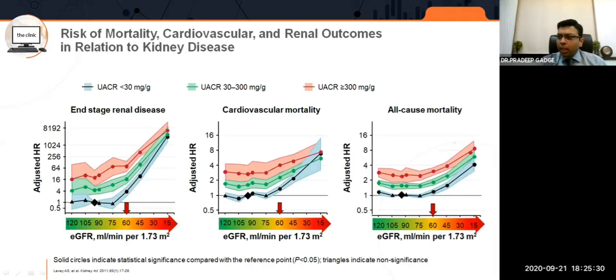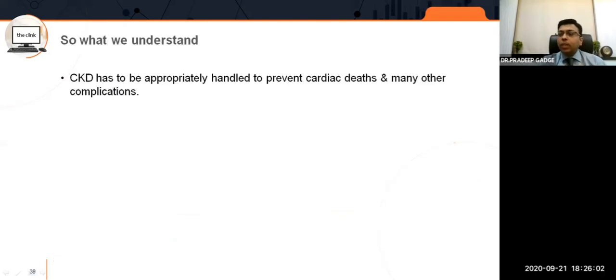As I told you earlier, these are different patients who progress to end stage renal disease or had mortality, either because of cardiovascular issues or all-cause mortality. And if you see the subset of patients who have the highest albumin excretion, highest proteinuria, they had higher chances of developing end stage kidney disease or having mortality, either cardiovascular or from other causes. So what we understand is that CKD has to be appropriately handled to prevent cardiac death and many other such complications.